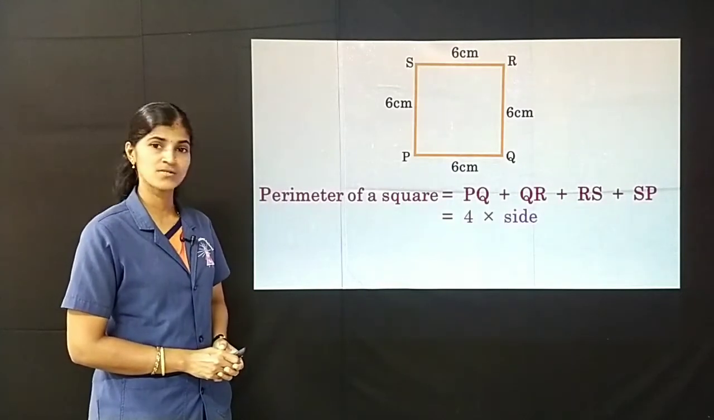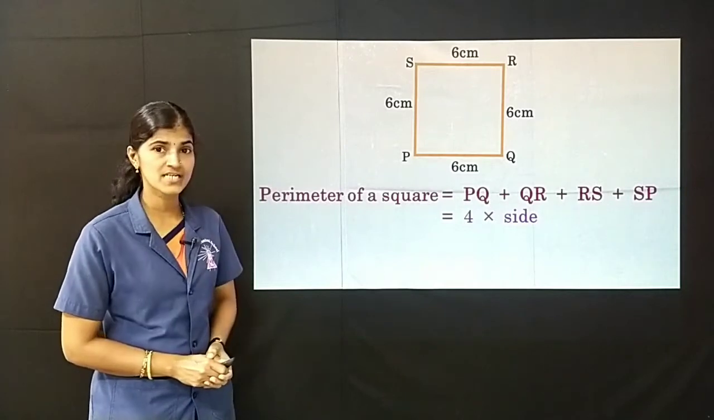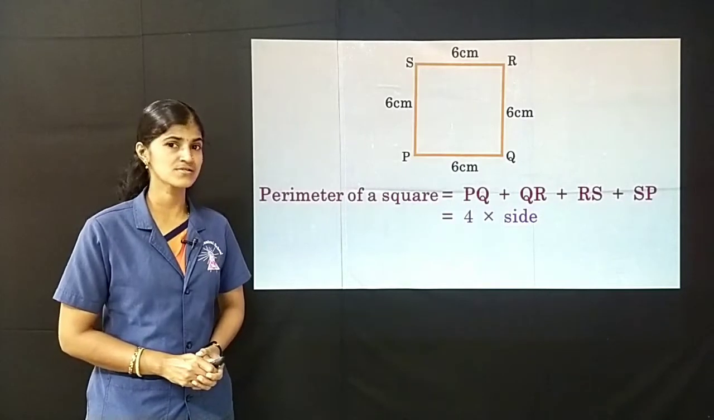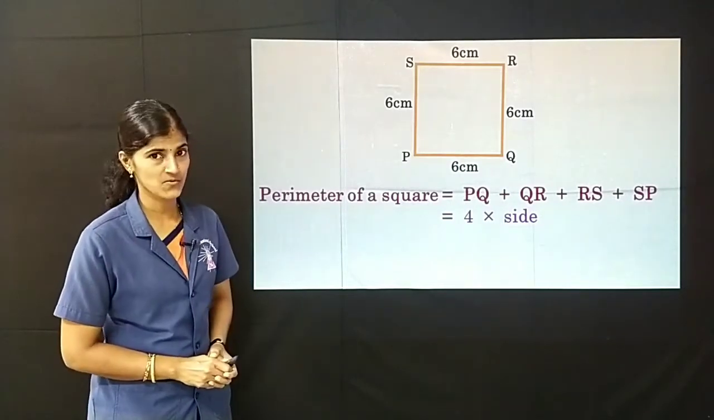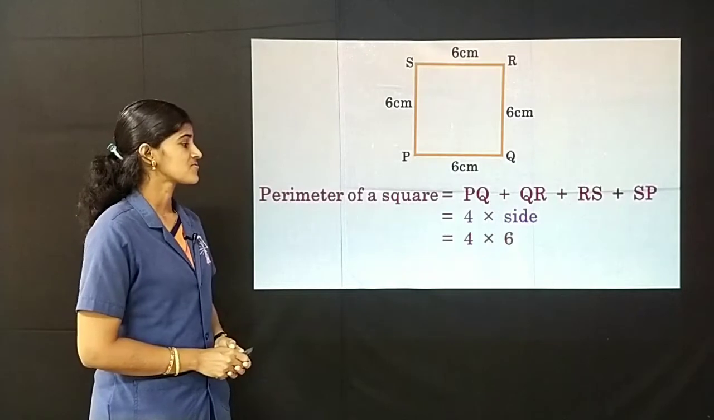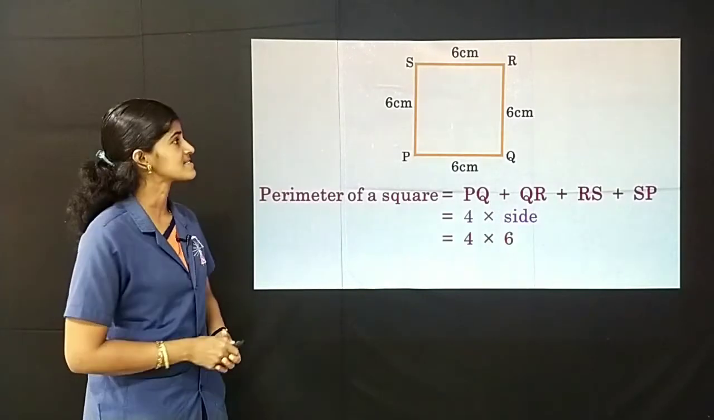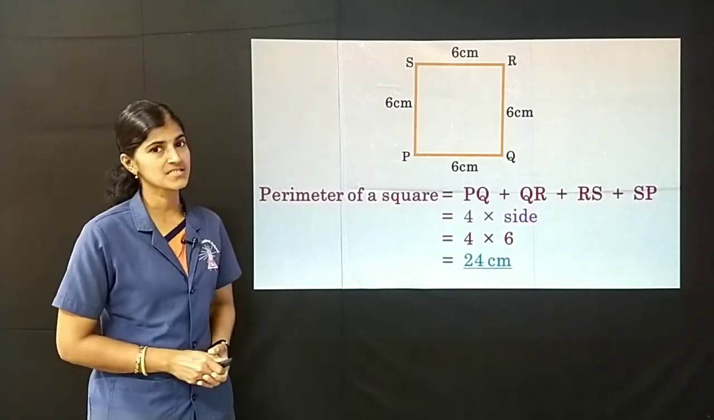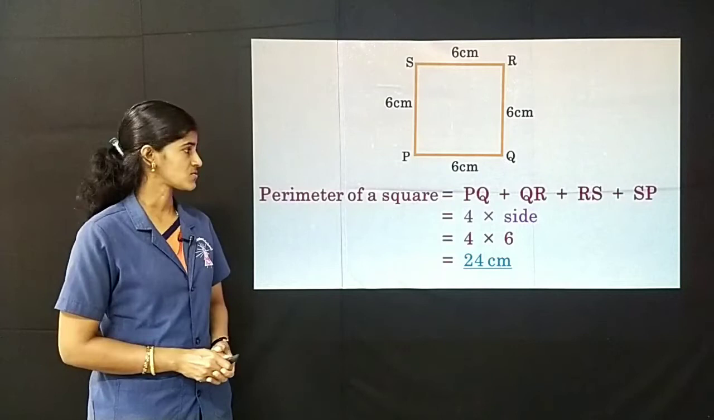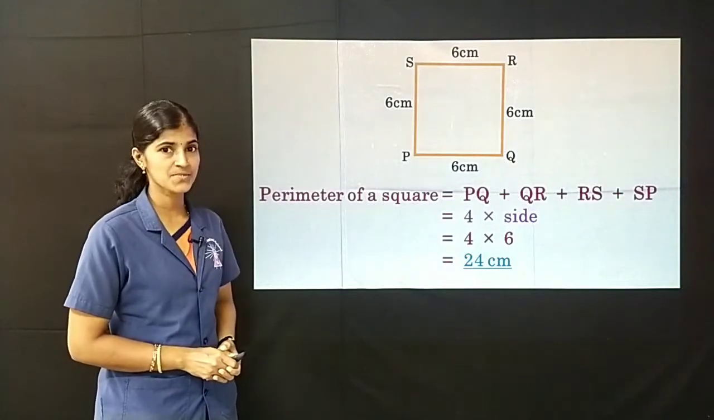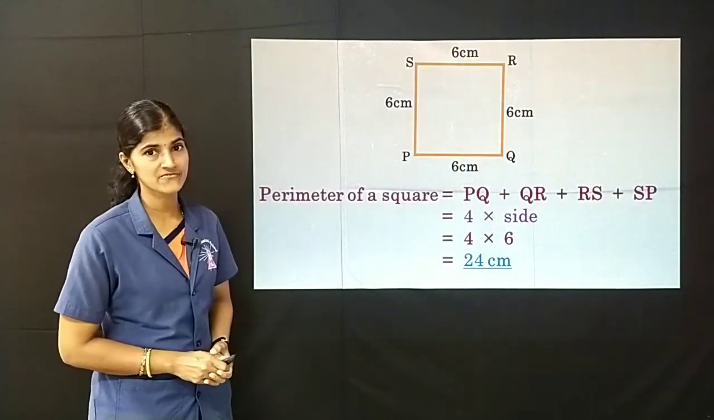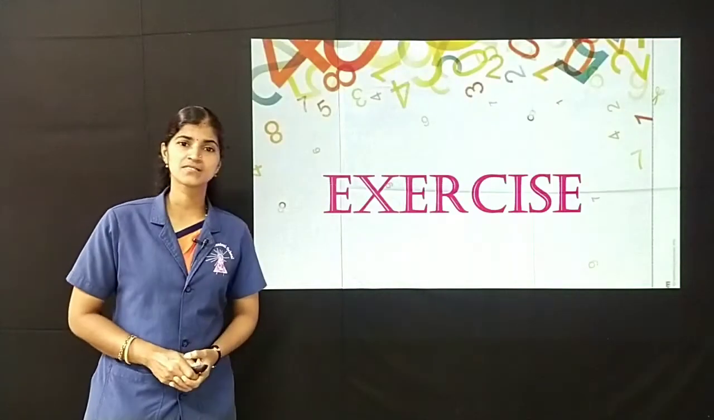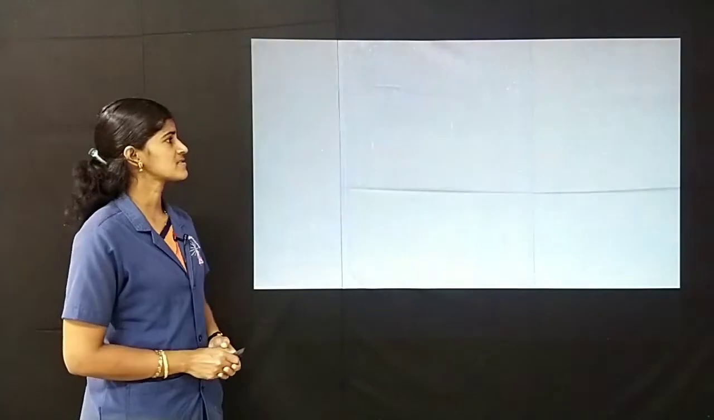Now let us take the formula, which is equal to 4 into side. We know that the perimeter of a square is equal to 4 into side. So here we can directly put the formula 4 into side. So 4 into one of the side length, which is 6 centimeter. So 4 into 6. The answer will be 24 centimeter. So the perimeter of the given square PQRS is 24 centimeter. Now let us move on with exercise problems. Here is the first one.